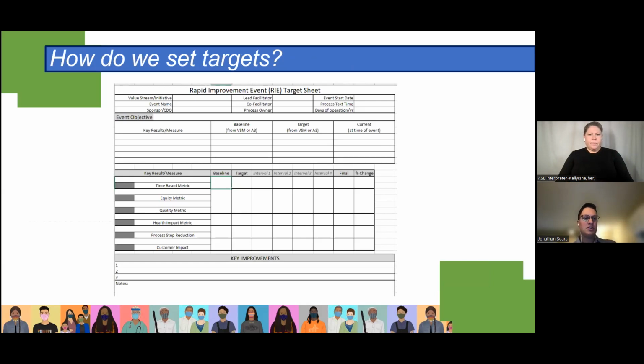So in addition to measuring process, we've also started to build out how we set targets around a lot of these different lean and quality improvement types of measures. So looking at time, looking at quality, health impact, health equity, process improvement, impact on customer, etc.